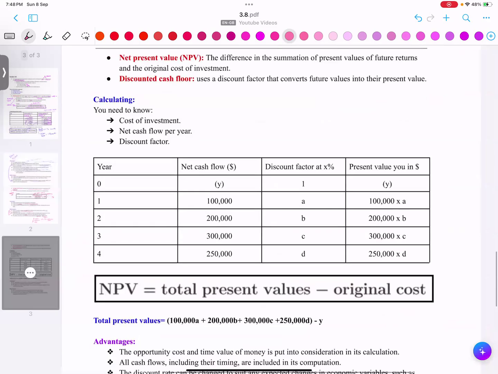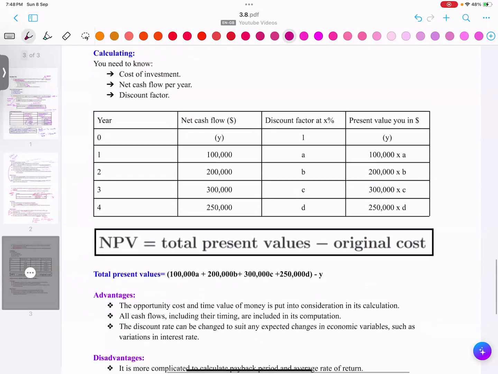Then you have the net present value. This is one of the most important ones. Basically, the net present value is the difference between the summation of present values of future returns and the original cost of investment. Discounted cash flow uses a discount factor that converts future values into present values, right? So this takes into consideration the value of money. So basically, we need to talk about the cost of investment, the net cash flow per year, and a discount factor. So you need to draw a table. You have the year, you have the net cash flow. This is usually given to you, actually.